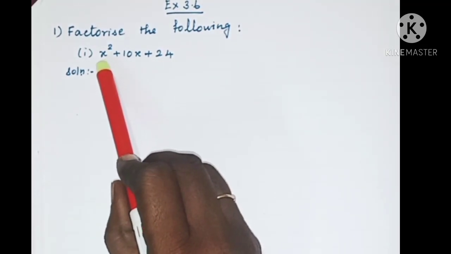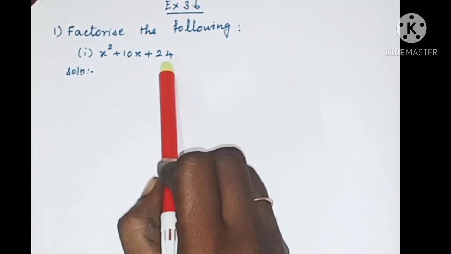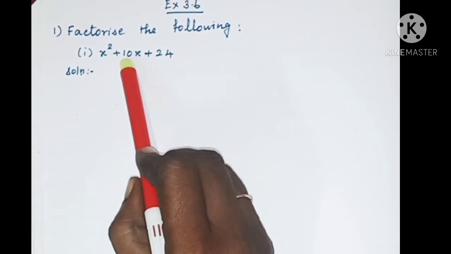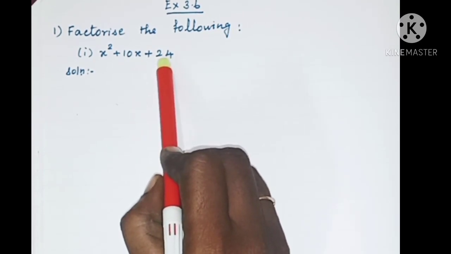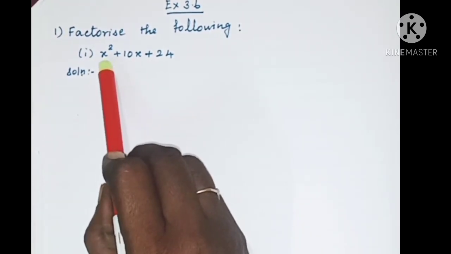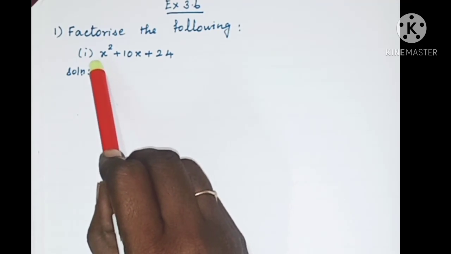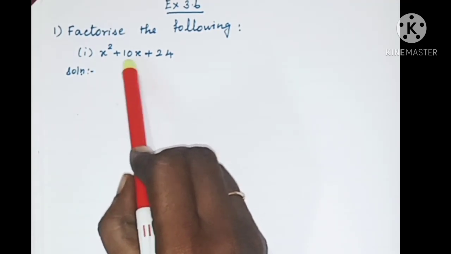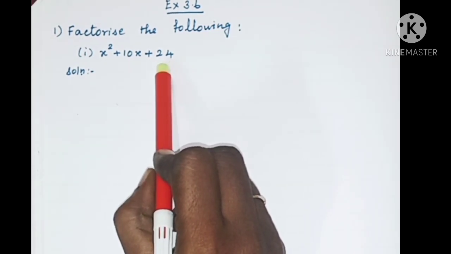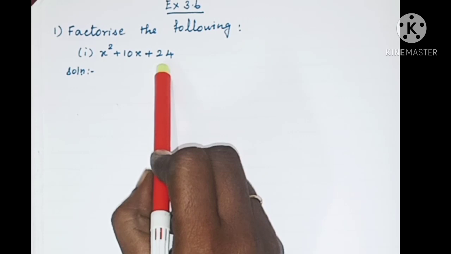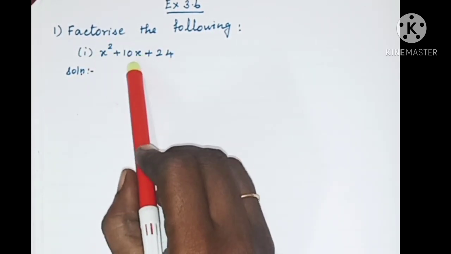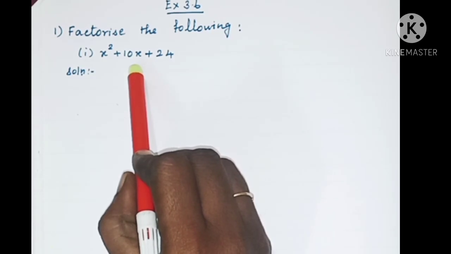We have three terms in this expression. The first term is x square, and the second term is 10x, and then the third term is 24. Here the coefficient of x square is 1 and the coefficient of x is 10 and the constant term is 24. We can solve this expression by splitting the middle term method.